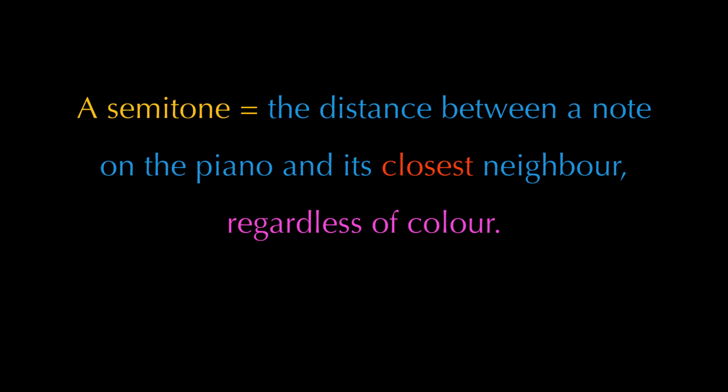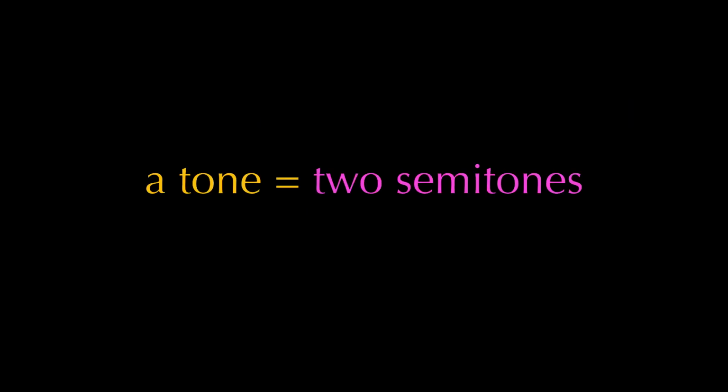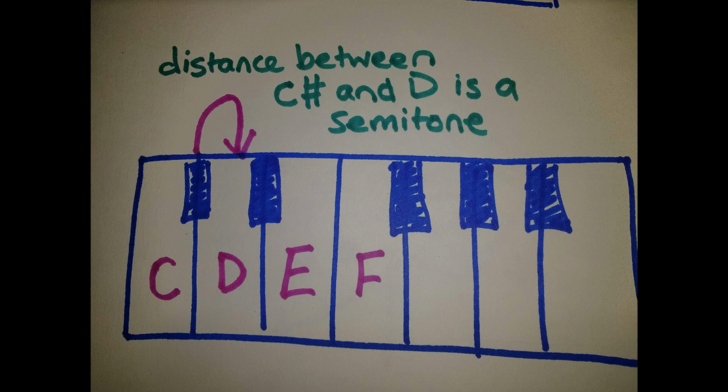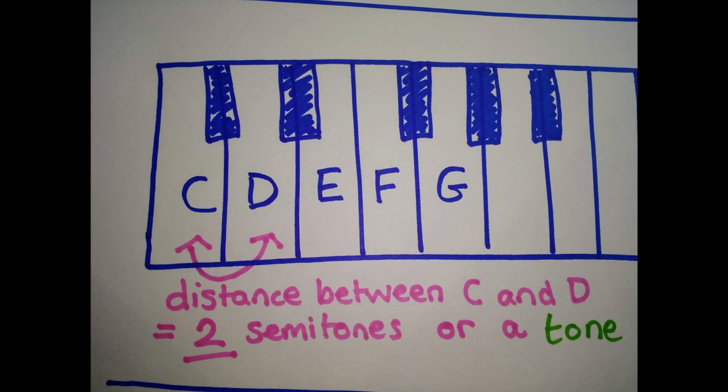So what about a tone? Well, a tone is two semitones. So if we go back to C, we know that C to C sharp, so the white note C to the black note that is to the right of it, is a semitone. And we know that that C sharp to the D is a semitone. So if we add those together, that makes a tone. So it means that the distance between C and D is a tone.